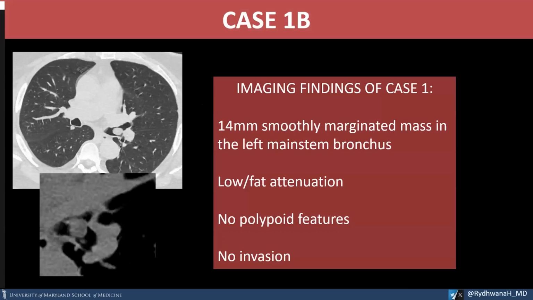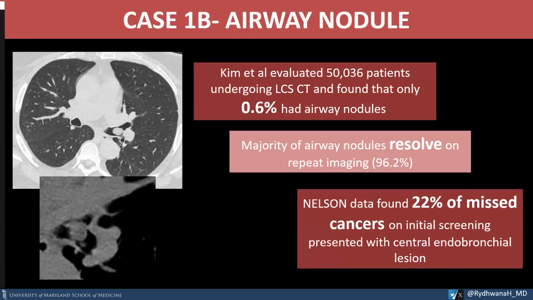Next, we have another case of a pulmonary hamartoma, but this time it's in the airway. It is a smoothly marginated mass in the left mainstem bronchus. You can see that within the mass itself, there is some low attenuation, and it has no polypoid features and no invasion. When we think about endobronchial or airway nodules, it's actually a very uncommon finding in the lung cancer screening population. Less than 1% of lung cancer screening cases in one of the largest trials, looking at about 50,000 patients, had an airway nodule. The majority of endobronchial nodules resolved on repeat imaging, and most of these had no malignancies identified.